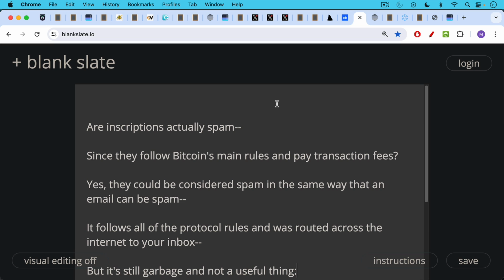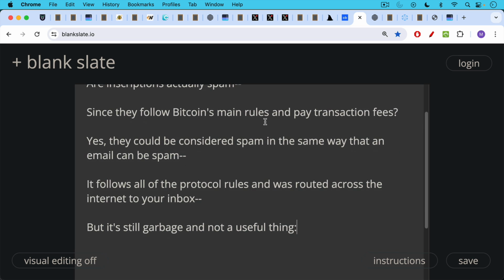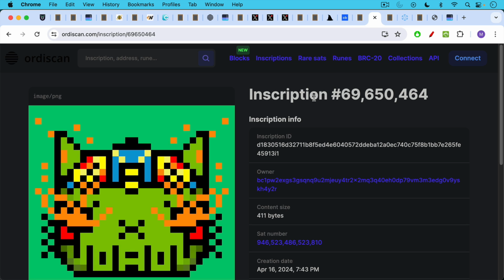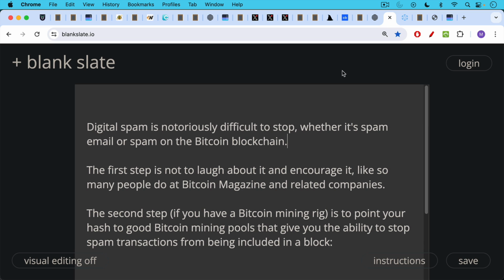Now, are inscriptions actually spam since they follow Bitcoin's main rules and pay transaction fees? Yes, I think they could be considered spam in the same way that an email can be spam. It follows all the protocol rules and was routed across the internet and ends up in your inbox, but it's still garbage and not something that's useful to you, in the same way that this is not a useful thing to do on Bitcoin. I want my Bitcoin to be able to store value and to be able to transfer value, and I don't want to be part of games like this.